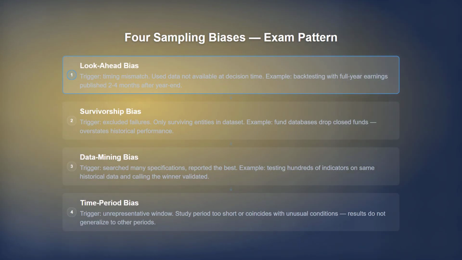3 bias types, all 3 are directly tested. You will be given a scenario and asked to name the bias. 1 sentence per bias is all you need.